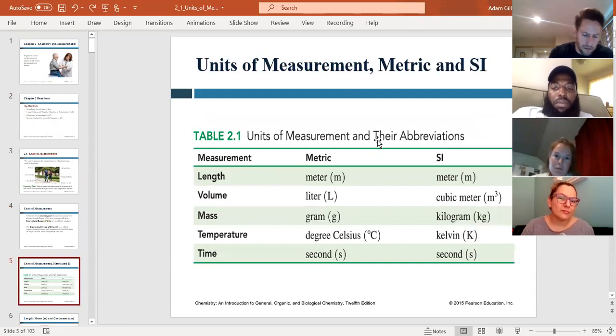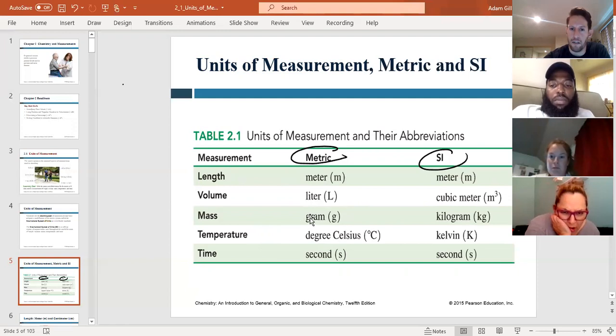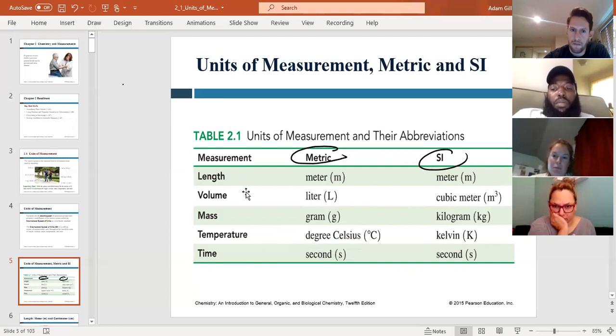So here's a chart. You've got the metric and the international, abbreviated SI. For the metric system, the standard unit of length is the meter, volume is the liter, mass is the gram, temperature is degrees Celsius, and time is in seconds. For the international standards, they use cubic meter for the standard unit of volume, kilogram for the standard unit of mass, and Kelvin as the standard unit of temperature. So these 3 are different between SI and metric. Now, keep in mind, cubic meter, kilogram, and Kelvin are interchangeable with the metric system, but these are just the standard unit for the SI. Technicality, probably never going to ask you about that.